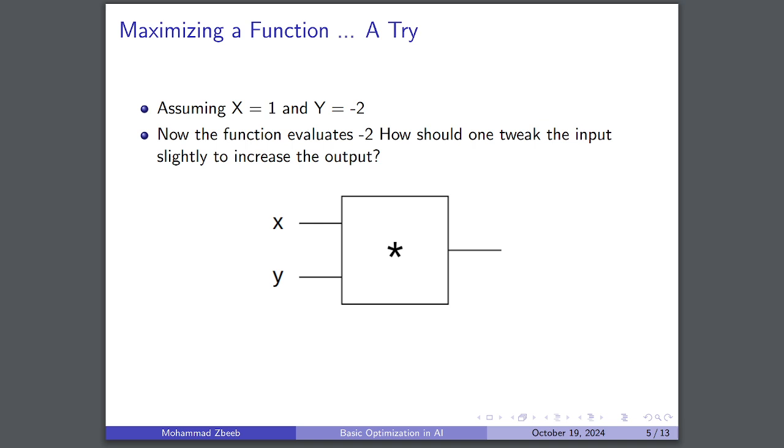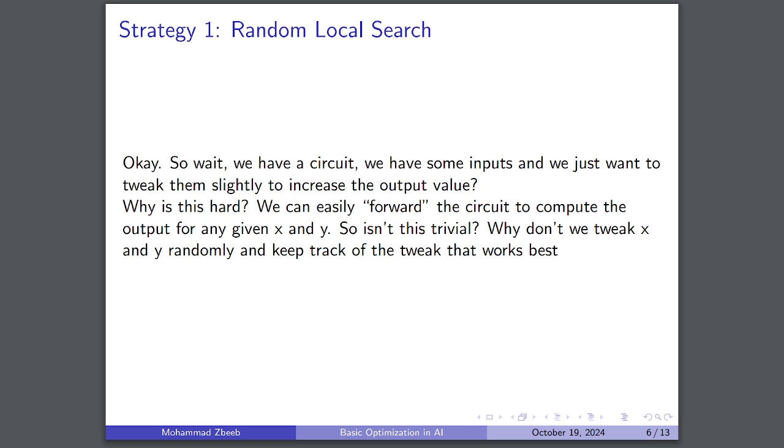Let's take an example and try to build a systematic setup in order to maximize it. So we are at x equals 1 and y equals minus 2 in a function which is nothing but their multiplication, x times y. Now the function evaluates to minus 2, and we should define a systematic way to maximize that function. Our initial strategy should be a random search.